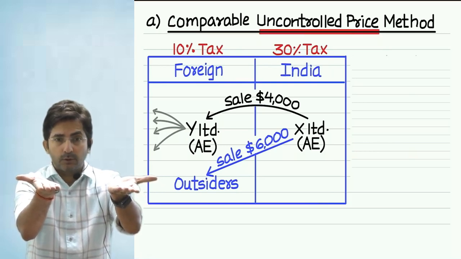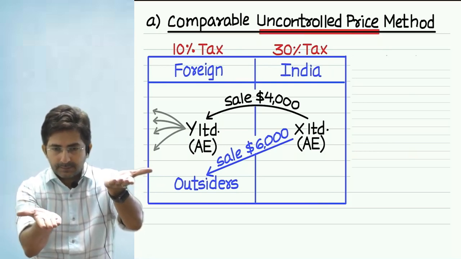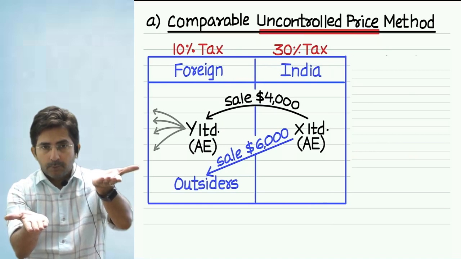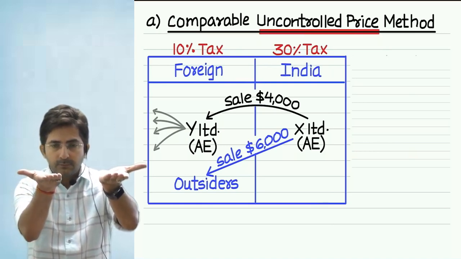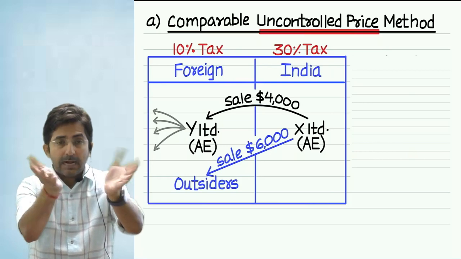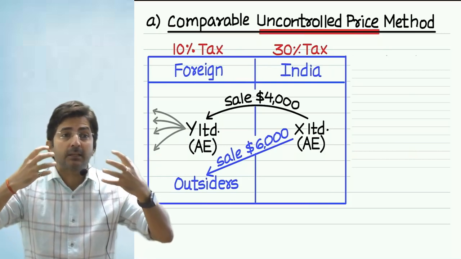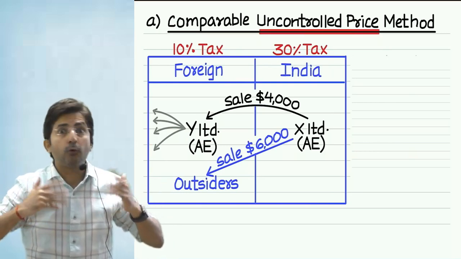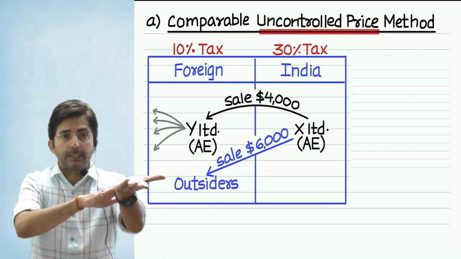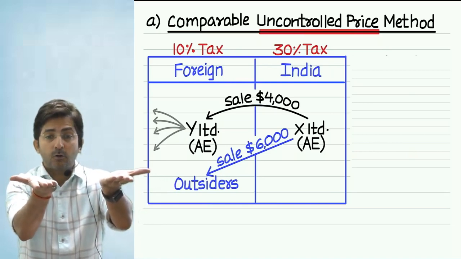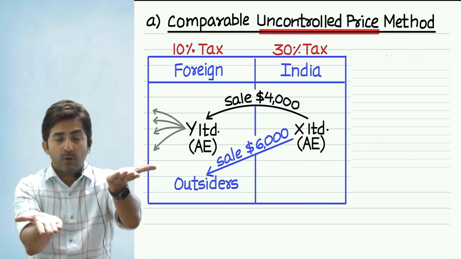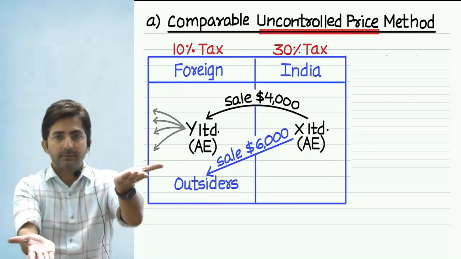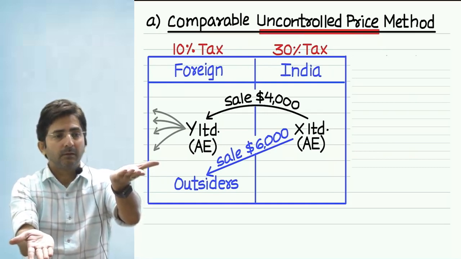So one option is, since this is a discounted sale price, why did my hand go down? Because whenever you offer discount, the sale price will become lower. I am not comparing the amounts; the nature of a discounted price is low compared to a full price. So this is the full price for the outsider, and X and Y is a discounted price, so it will be a lower price. So what are the two options? Either to increase it and match it, or to reduce this.